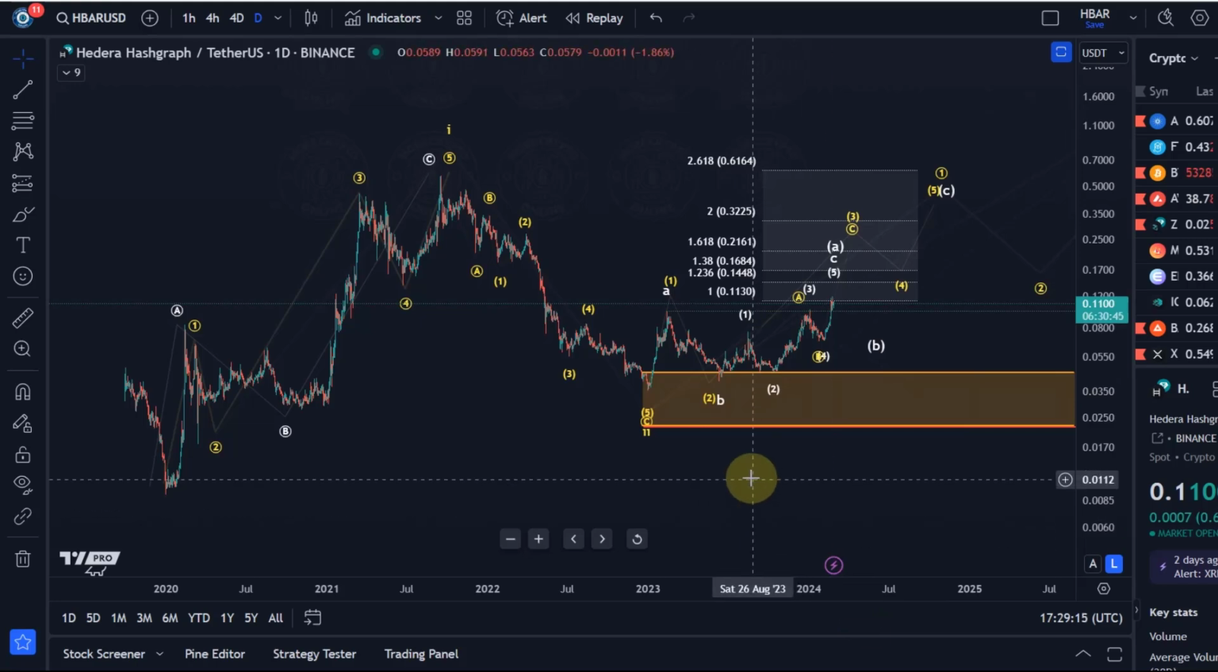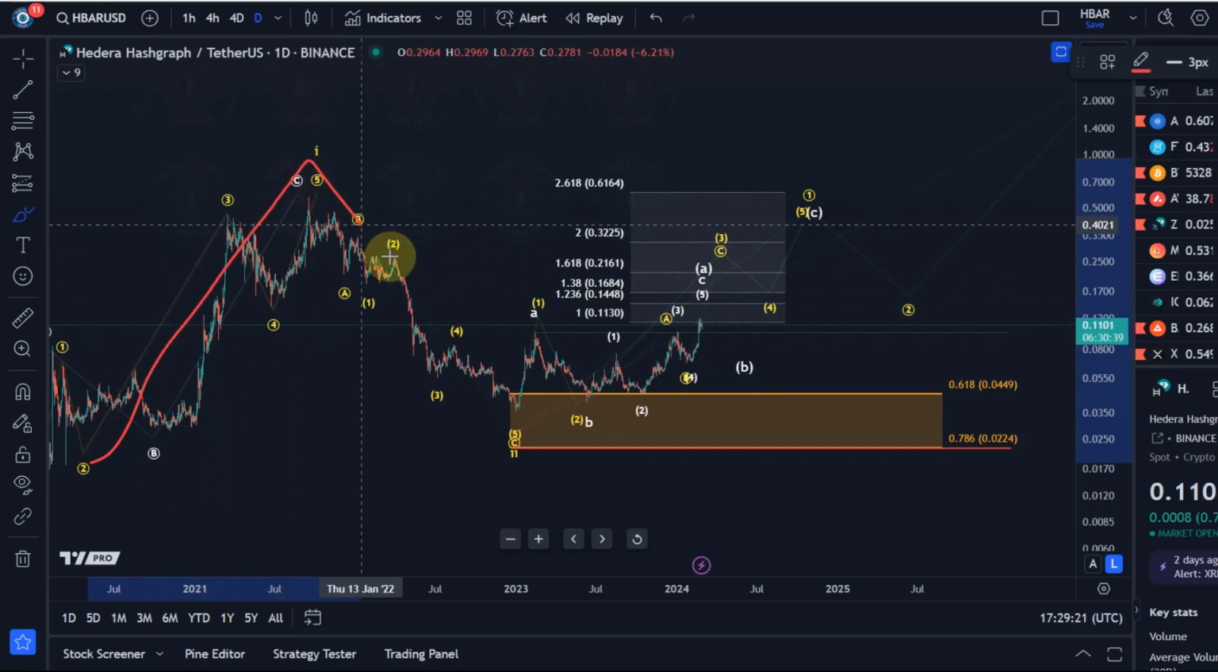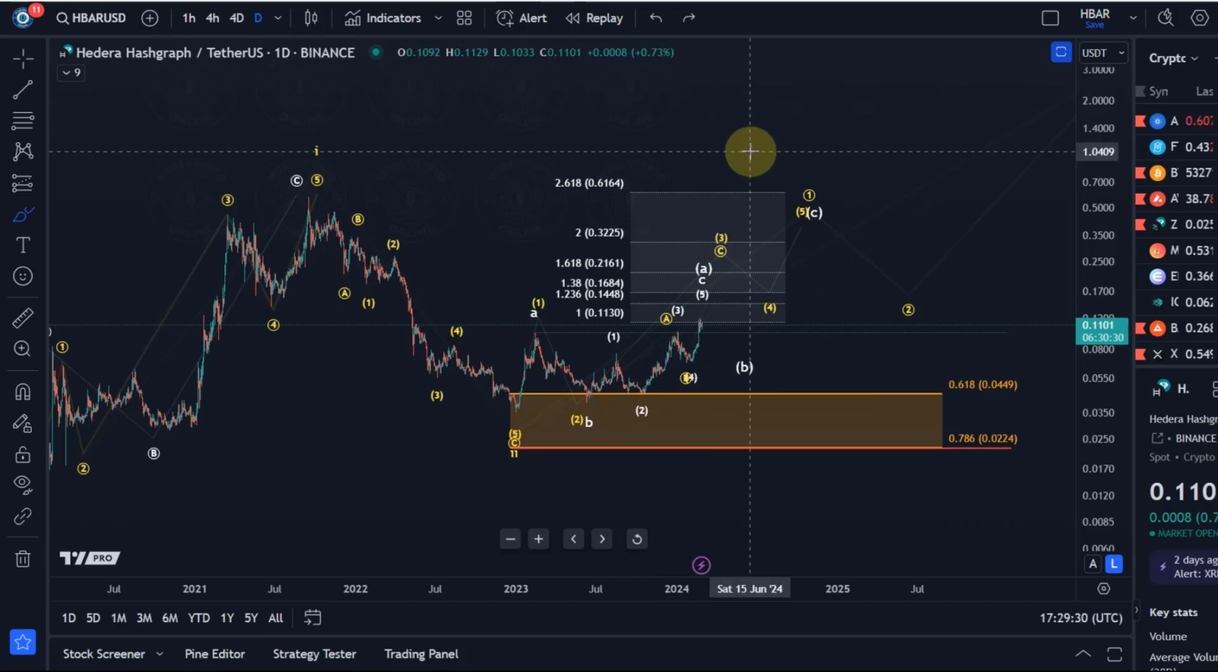Zooming out quickly reveals that initially we had this wave 1 to the upside, explained in previous videos, wave 2 to the downside, and this could now be the next 1-2 setup before a third wave rally unfolds. That's my update about HBAR.